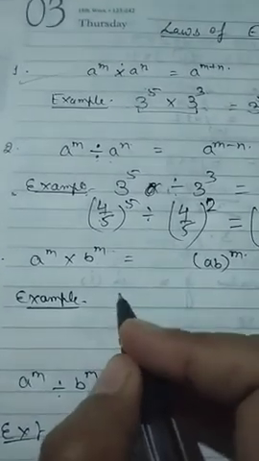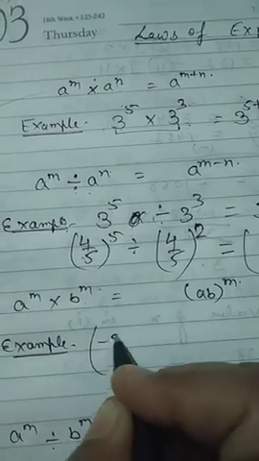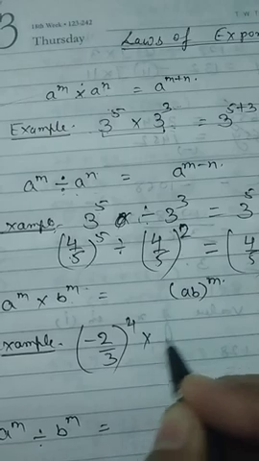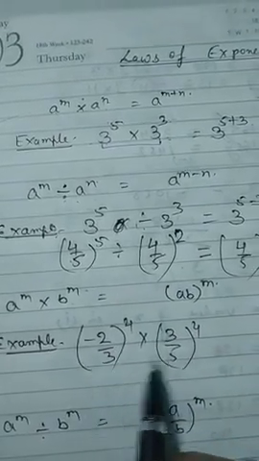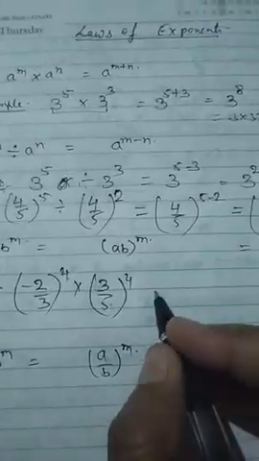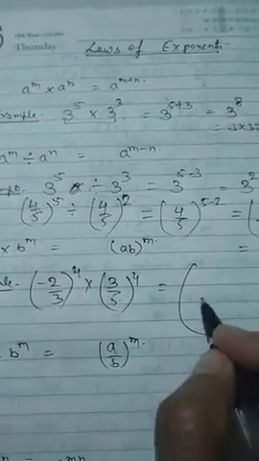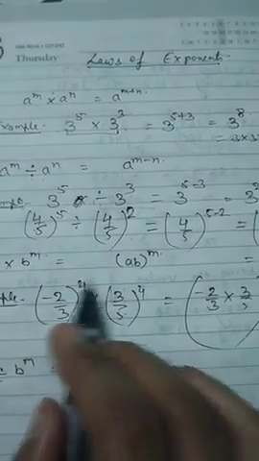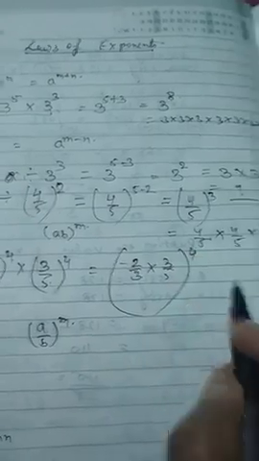Okay. For example, suppose we take the rational numbers minus 2 by 3 to the power 4 into 3 by 5 to the power 4. Okay. You can see the bases are different but the power is same. So in this case, what will we do? We will multiply a into b, means the bases, and write the power here. Because the power is same, any one power we will write here.